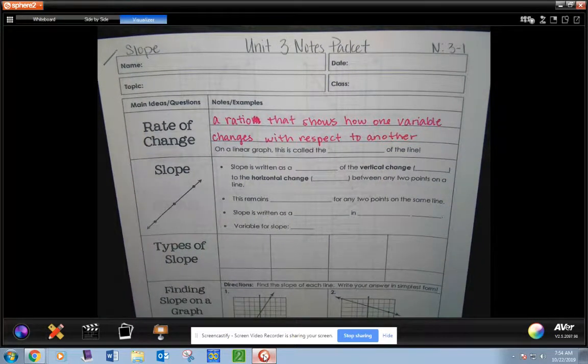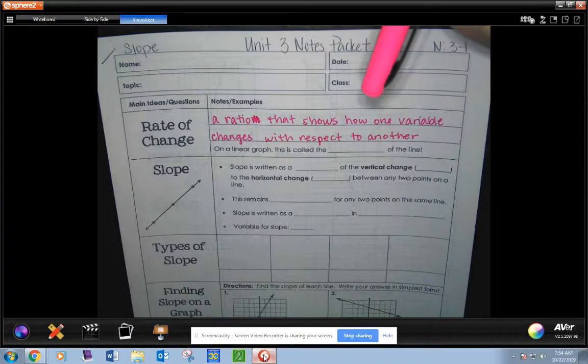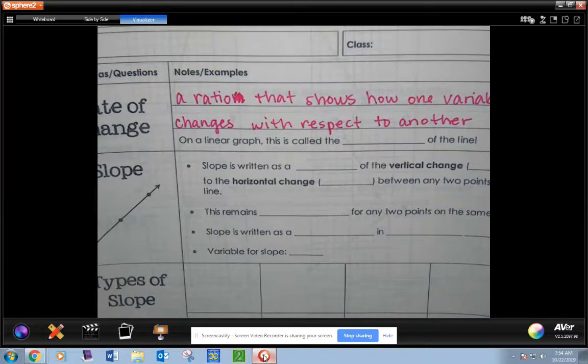Would you like for me to zoom in just a little bit? Good. Oh, that might be too much.